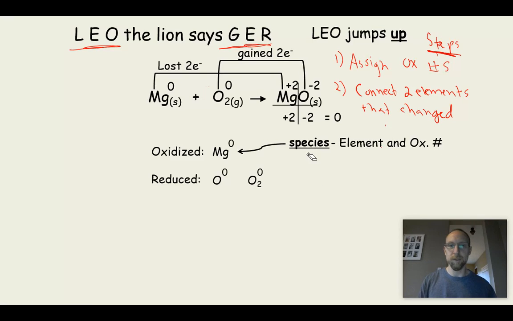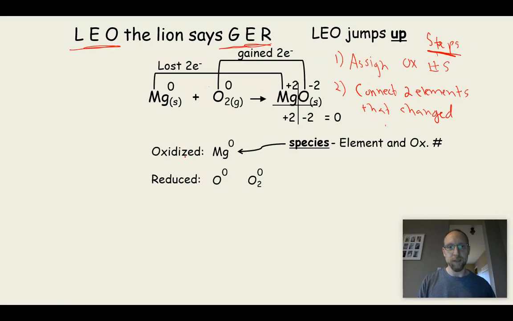All right, the species is the element and the oxidation number. So the Regents will often ask which species. That's what they mean when they say that: the element and its oxidation state. So don't forget this moving forward. You're going to see that term a lot.